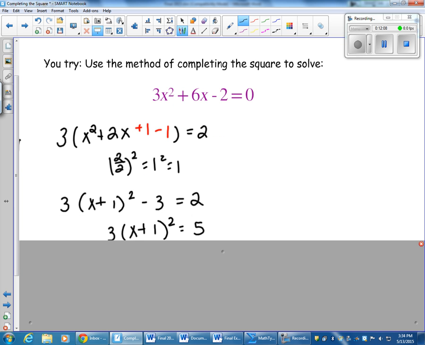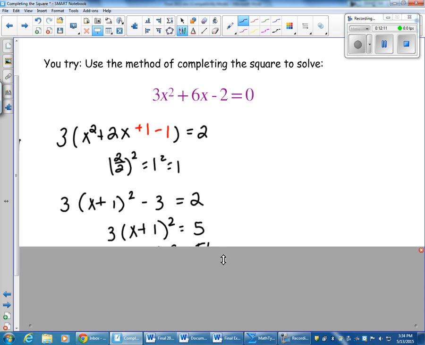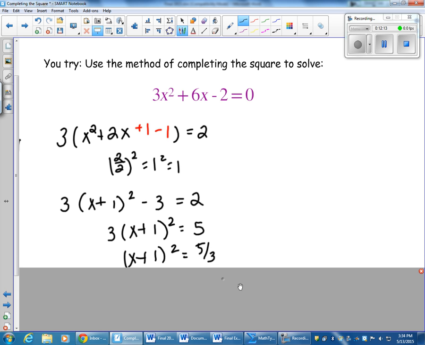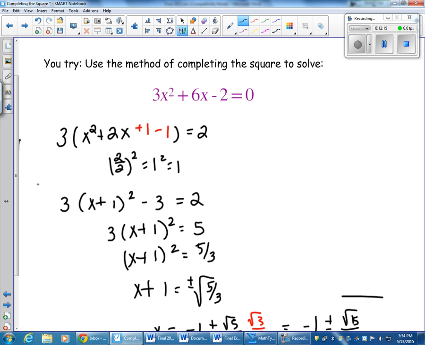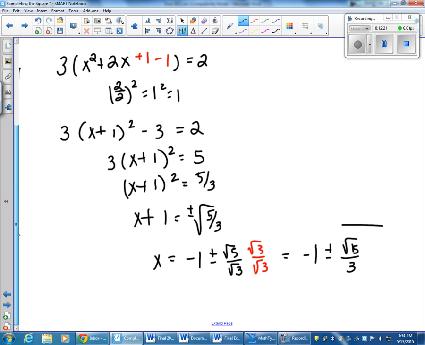Add the 3 to the other side. Finish the algebra. Divide by 3. Take the square root. Subtract the 1. Rationalize the denominator. So you should get negative 1 plus or minus the square root of 15 over 3.